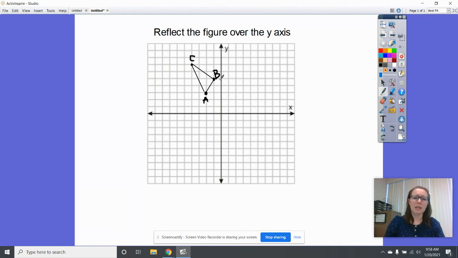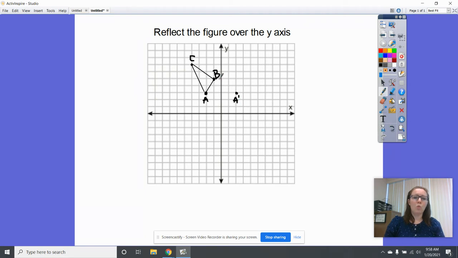So what's going to happen is these points are going to be the same distance from the y-axis, but on the other side of the y-axis. So if we start with point A, it is two spaces to the left of the y-axis, which means when we reflect it, it's going to be two spaces to the right of the y-axis. And because this is the new point, not the original point A, we call this A prime.